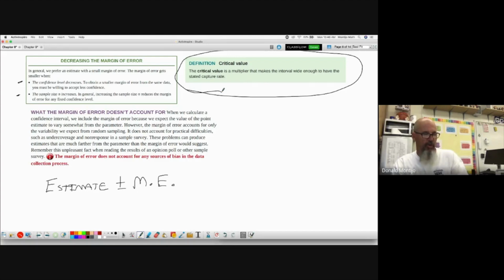So this critical value that we're referring to, where does it come from? What are we talking about? Critical value. So what really is the margin of error? The margin of error is made up of a new variable that we haven't talked about yet. So the margin of error is going to be Z star times the standard error.